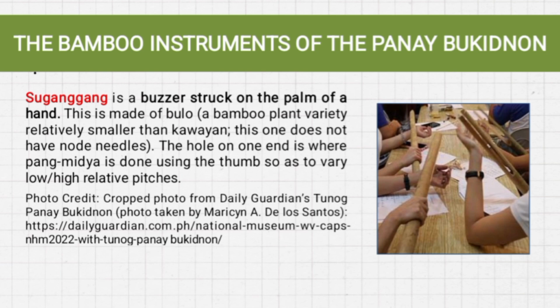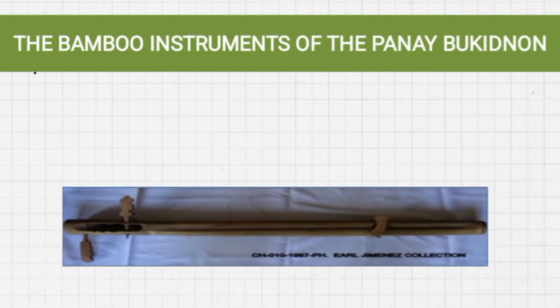So the suganggang is part of the traditional musical instruments. It is also associated with the indigenous people, wherein this is played by striking or tapping, and it does not only serve as a musical instrument but also a symbol of the rich cultural tradition of the Filipino people. And now let's proceed with the next example.